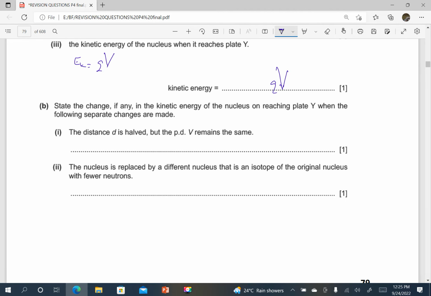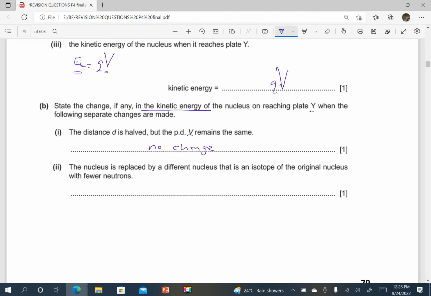State the change, if any, in the kinetic energy of the nucleus on reaching plate Y when the following separate changes are made. Number 1, the distance d is halved, but the PD V remains the same. We are looking at the kinetic energy. Kinetic energy is depending on V. V is remaining the same, so here there will be no change.